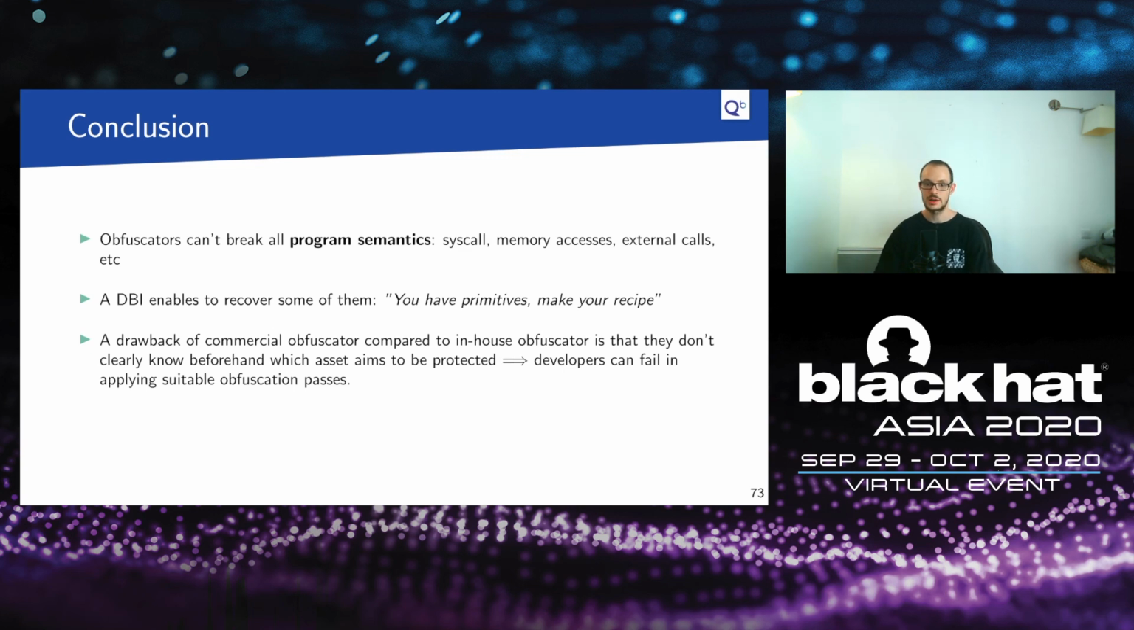Also, one of the drawbacks of commercial obfuscators is that usually the people that develop obfuscators are very talented in their field, but sometimes developers may not know very well how to use a specific obfuscation pass. And it can be quite tricky because, for instance, if you don't encrypt strings, it's quite straightforward to identify the purpose of a function and so on.